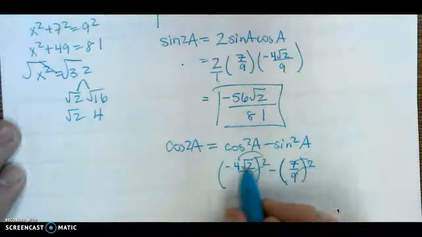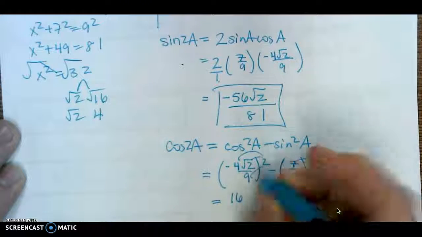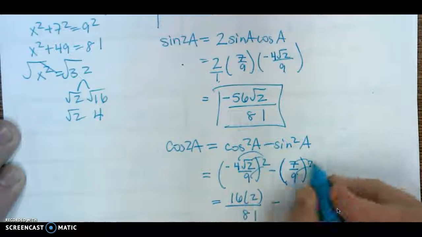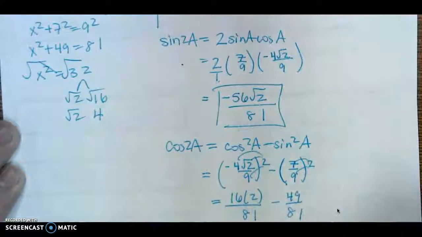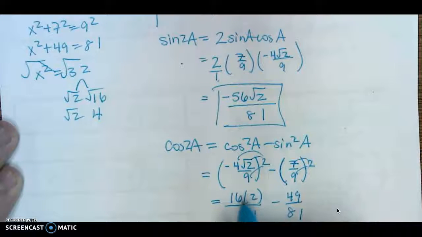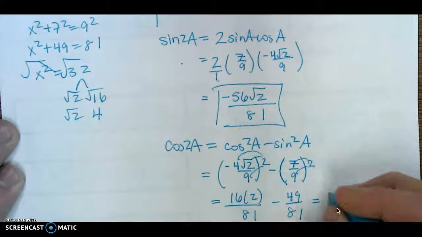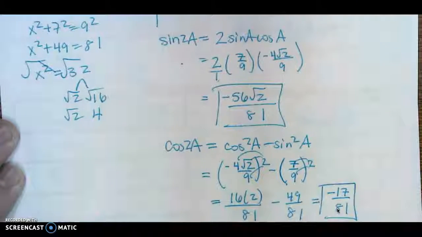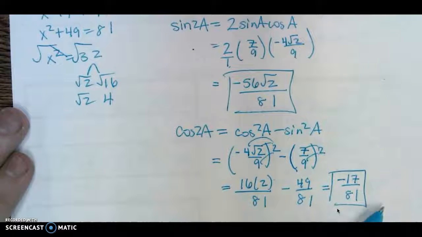So you're going to have negative 4 squared is 16. Radical 2 squared is 2. 9 squared is 81. Over here, 7 squared is 49. 9 squared is 81. 16 times 2 is 32. And you're subtracting 49. So when you combine like terms, you get negative 17 over the common denominator, 81. So again, I just did 32 minus 49 to get negative 17, and then 81 on the bottom.